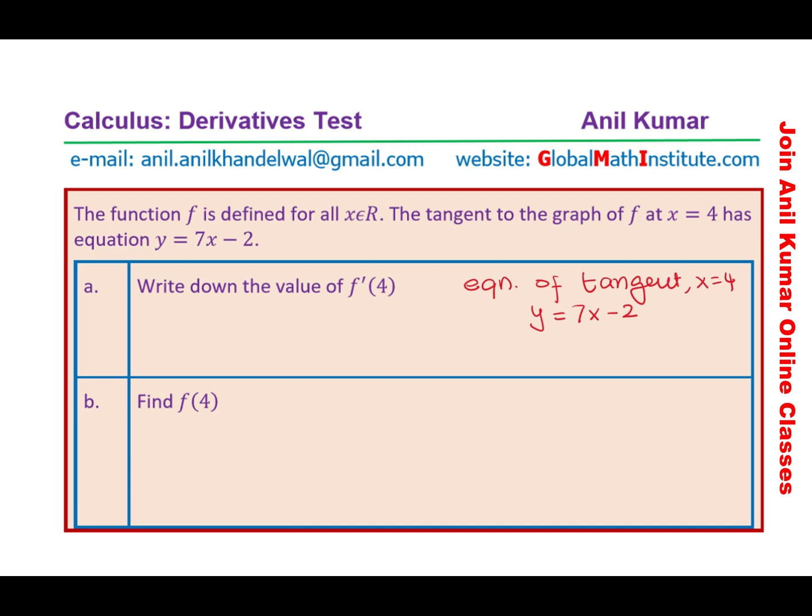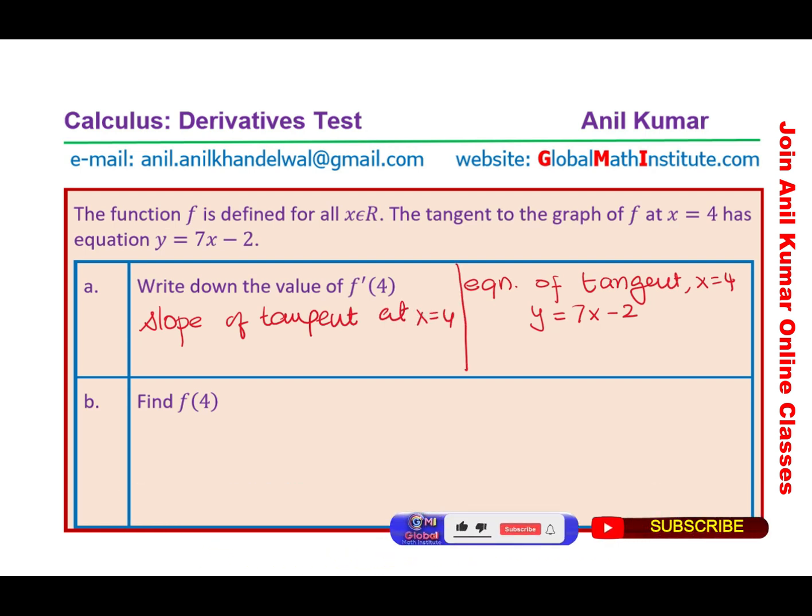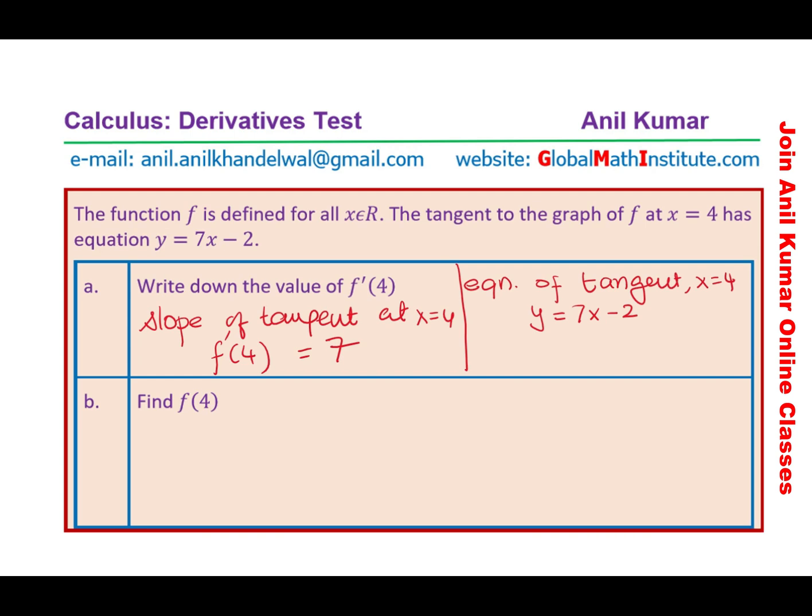Write down the value of f prime 4 means the slope of the tangent at x equals 4. Makes sense, right? And clearly, from the equation of the line, which is in the form y equals mx plus b, we can write this as 7. Clear. Now the second part is find f of 4.